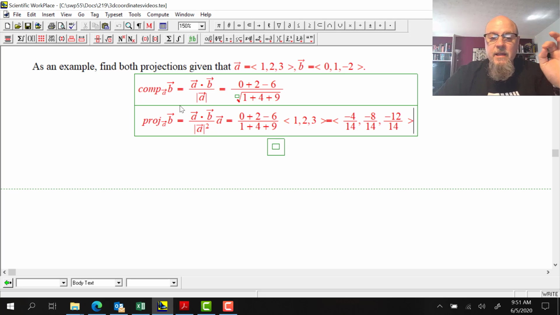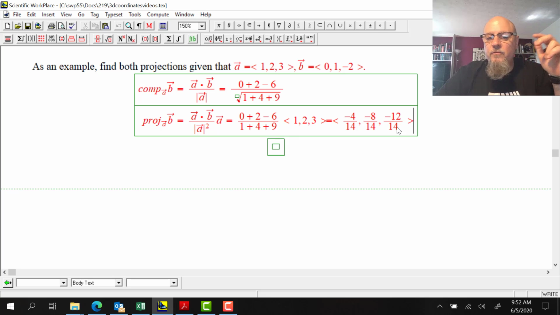But now remember that it's different, right? The subscript is the direction. So projection of B on A. It should always be in the direction, so your answer should be parallel to A. And it is. It's just minus 4 divided by 14 times that. And yeah, we can do some simplifying here if we want to. So there's our idea of our two projections.